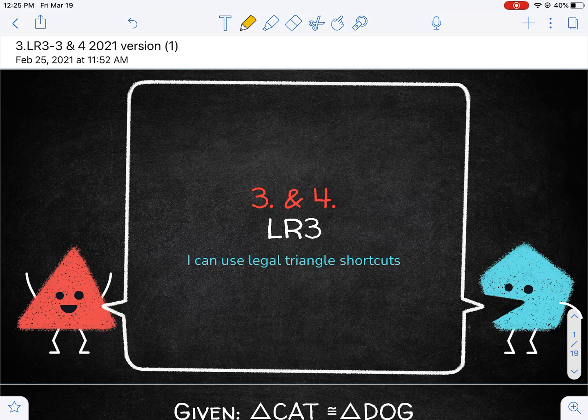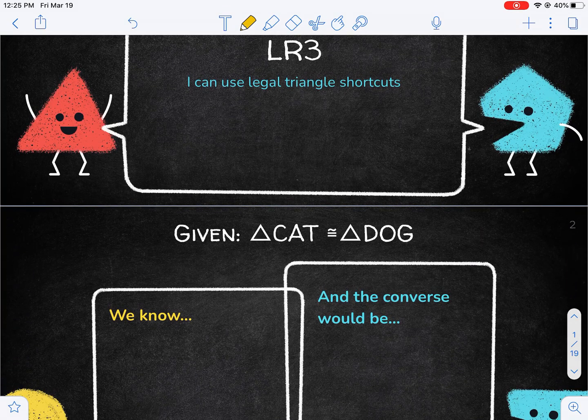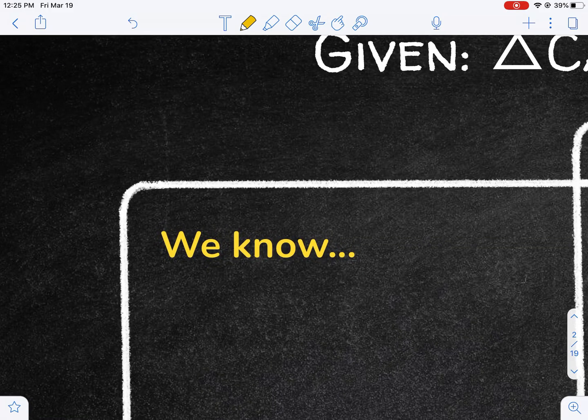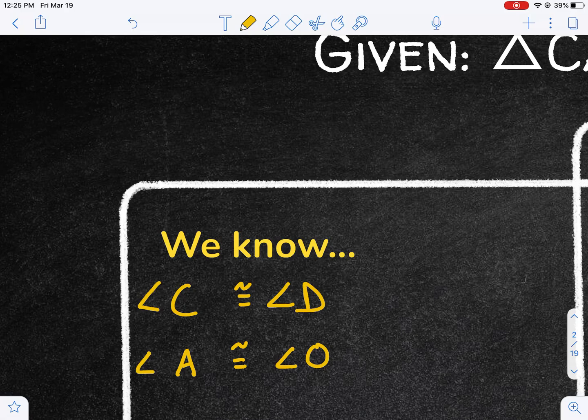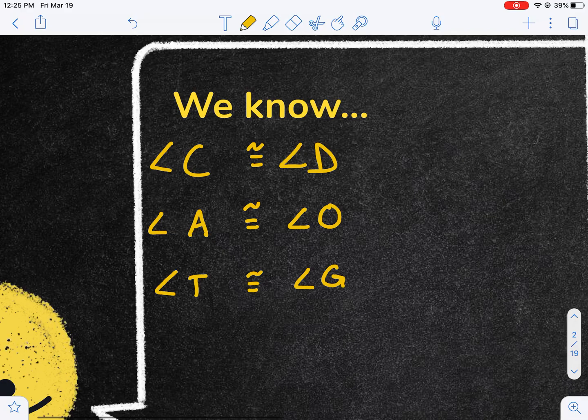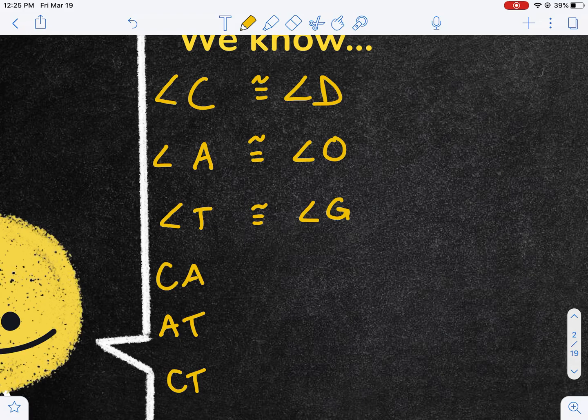In LR3 and 4, we're going to learn the legal triangle shortcuts for proving congruency. So let's say we know triangle CAT is congruent to triangle DOG. That means we know angle C is congruent to angle D, angle A matches up with angle O, and angle T is congruent to angle G. We also know our sides match up, so CA, AT, and CT will be congruent to DO, OG, and DG.